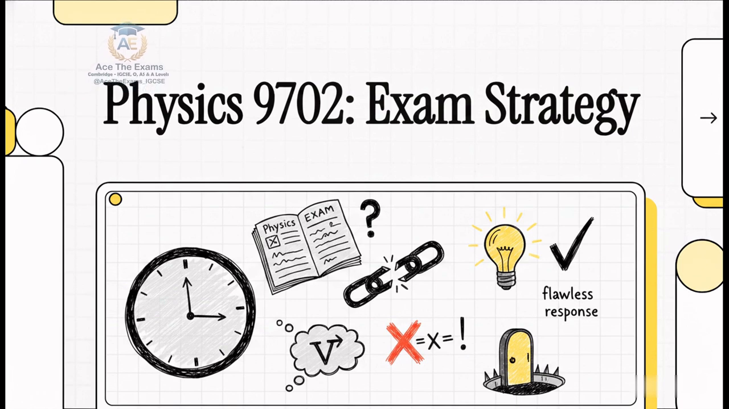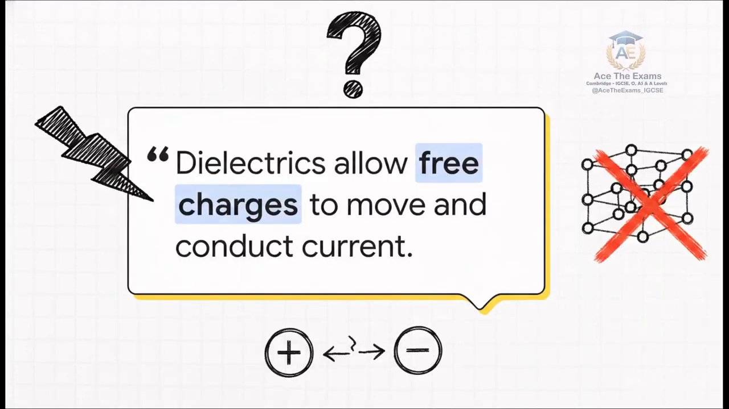Today in this explainer, we're tearing down the exact traps that literally hemorrhage critical exam marks, and we're going to build flawless responses instead. Just listen to this actual, real-life student answer. Dielectrics are insulators that allow free charges to move and conduct current when an electric field is applied. Now, I want you to read that carefully. This exact phrasing right here is a massive, massive trap.